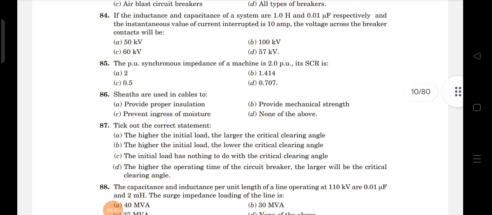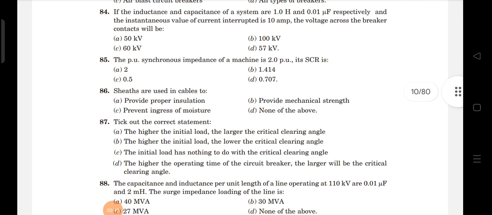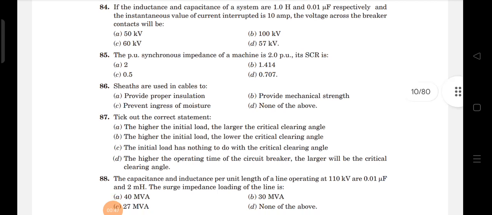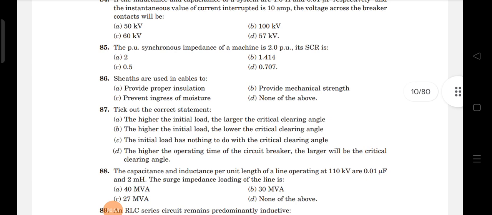Next, 87th question. Tick out the correct statement. First option, the higher the initial load, the larger the critical clearing angle. That is not correct. Second option, the higher the initial load, the lower the critical clearing angle, right? When load is higher, the critical clearing angle is lower. That means the second option is correct.